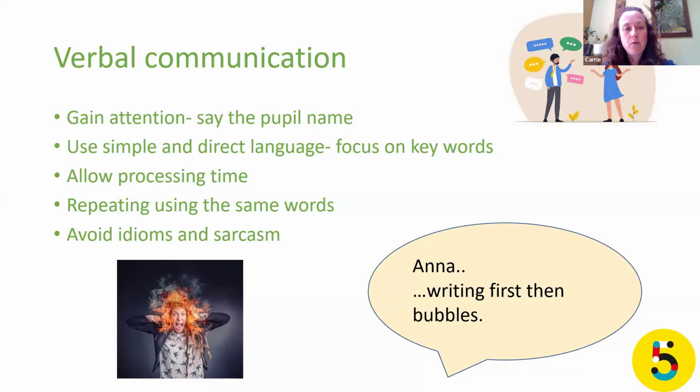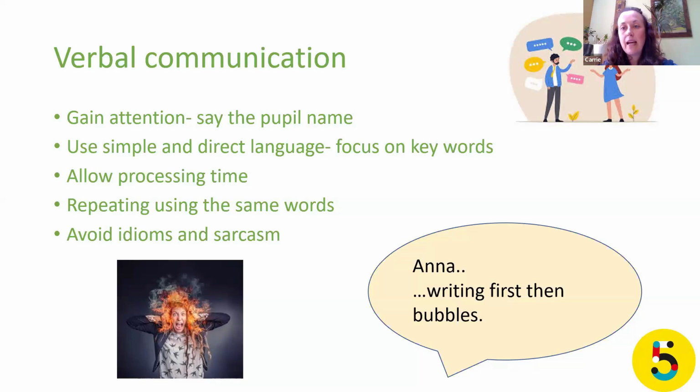It's really important to keep your language simple and direct. Now, this is obviously particularly important for our children who've got very limited language, but it's also important for many of our autistic learners who maybe have fantastic vocabularies and are able to communicate quite well verbally, because a lot of them can really struggle with processing large chunks of information. So being able to, particularly if you're giving an instruction, keep it simple and really focus on those key words can really help and support them to understand what it is you're trying to communicate.